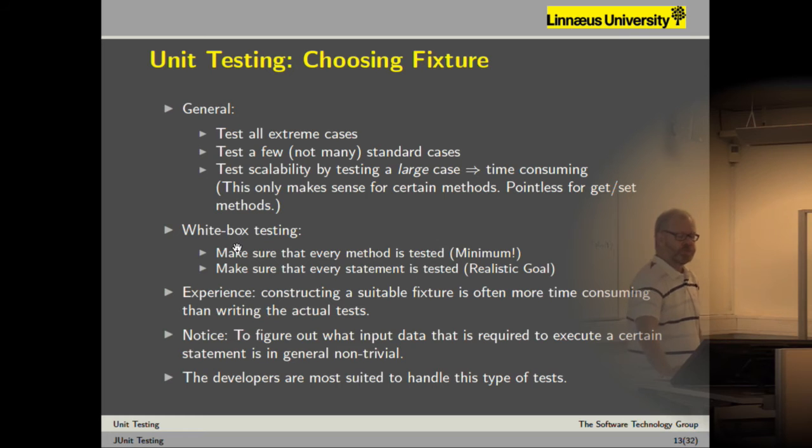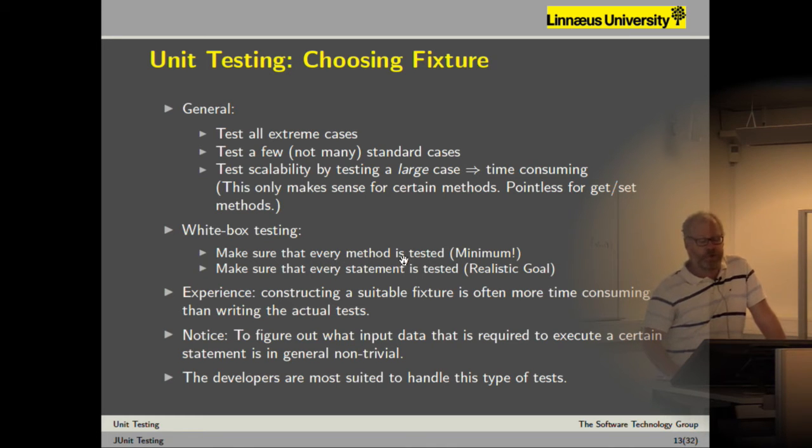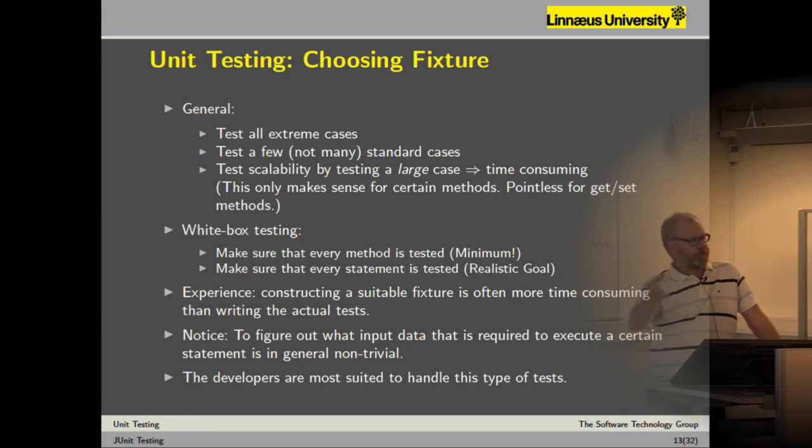White box testing. You should at least test every method. If your class has 10 methods, all of them should have been tested. Preferably, you should make sure that every statement is tested in your code. You have an if branch, if x is larger than 0, then we do something. Otherwise, you should of course write tests that hit both of these branches in the if statement. If something generates an exception, you should of course have one test case that generates the exception to see that the exception generation works as well.